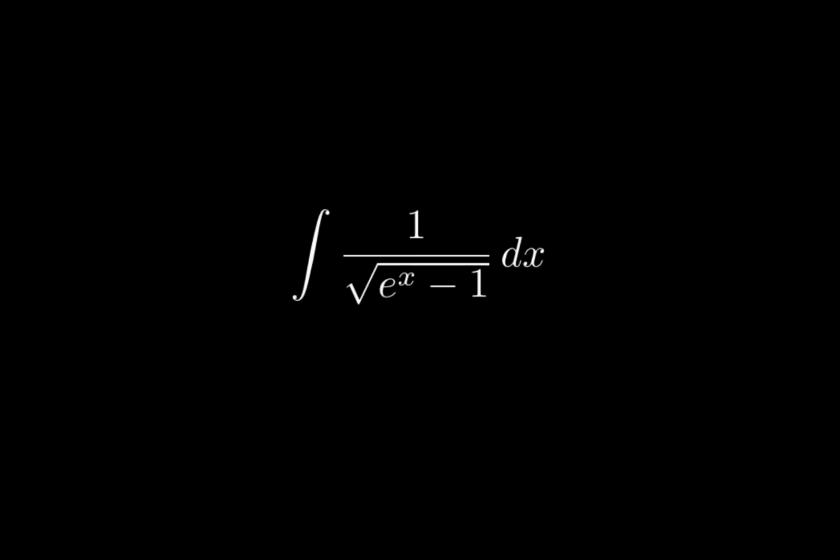Evaluate the integral of 1 over the square root of e to the x minus 1. Okay, so my first instinct here immediately was I have no idea what to do, but then very quickly I realized that the denominator, the thing inside the square root sign, can be written as a difference of squares. Does that actually help though?